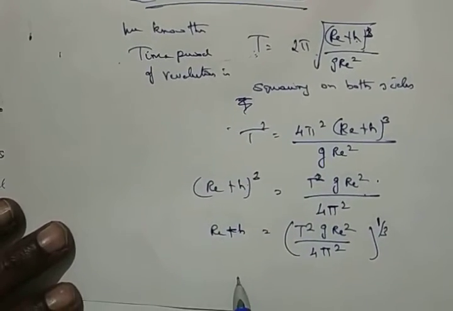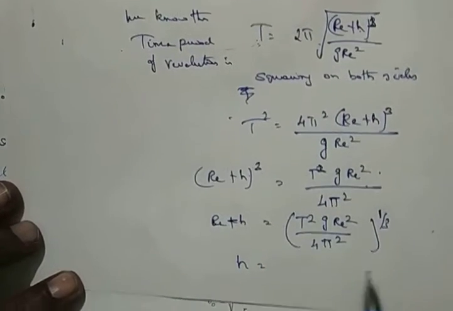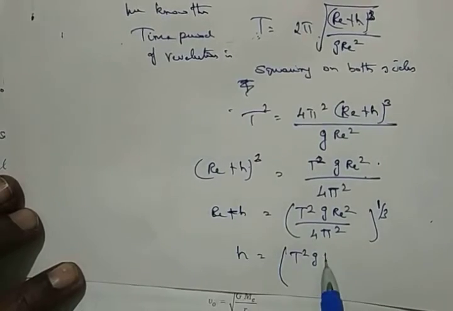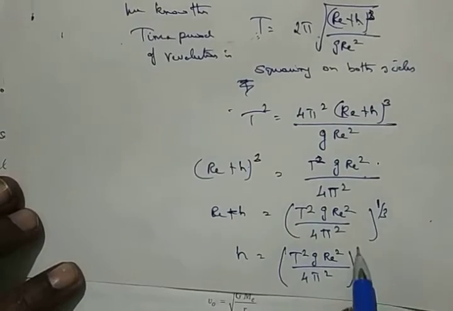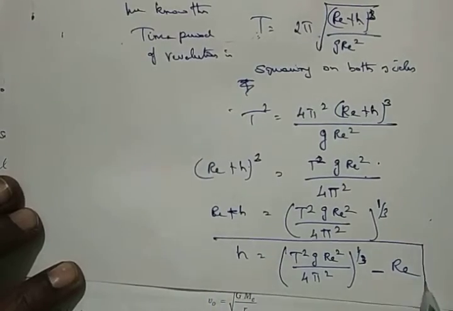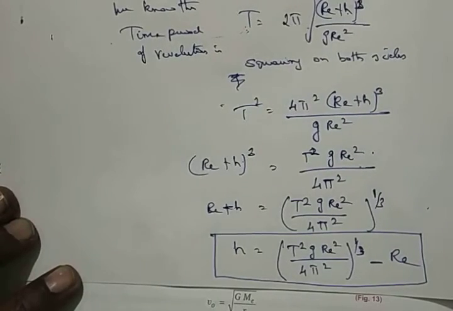So what is the height now? We are close to the answer. Bring this Re to the next side. So it is going to be (T square G Re square upon 4 pi square) to the power of 1 by 3 minus Re. This is the format of height of the satellite.